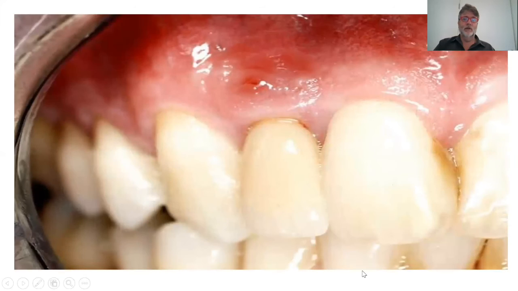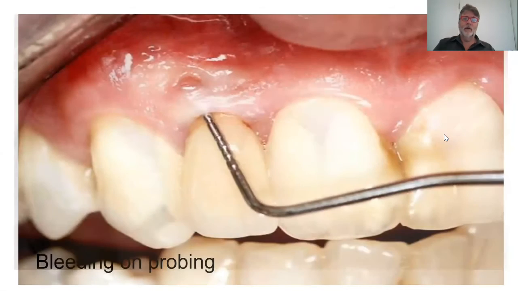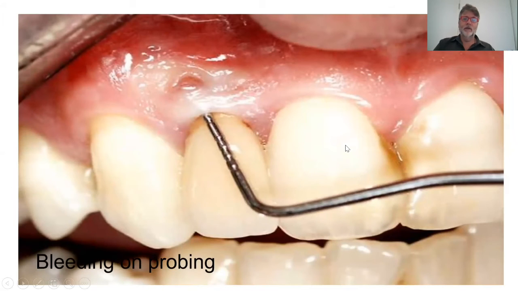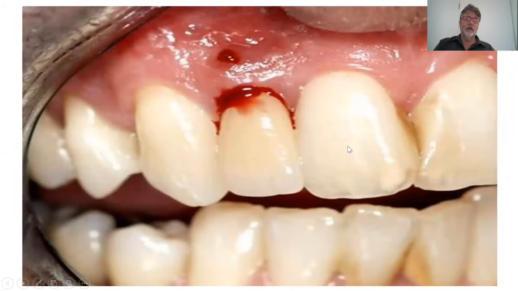So you can show the patient. This is an example of a patient who's come in, and you can see maybe the oral hygiene is a bit questionable around here. I put my probe in there, and immediately there's bleeding. Almost before I took the probe out, there was bleeding. And if you look down here as well, you can see that there is a great deal of calculus buildup.